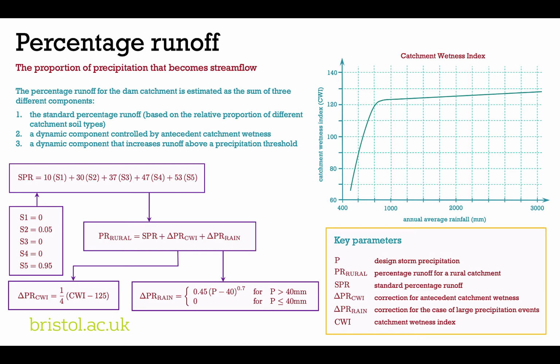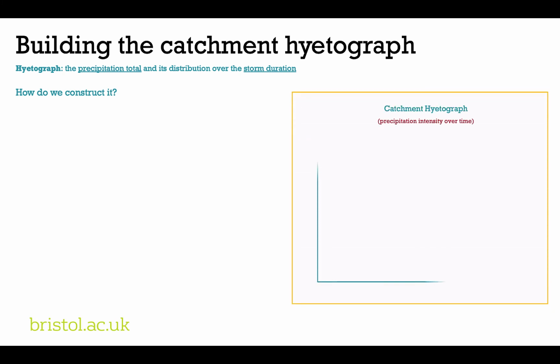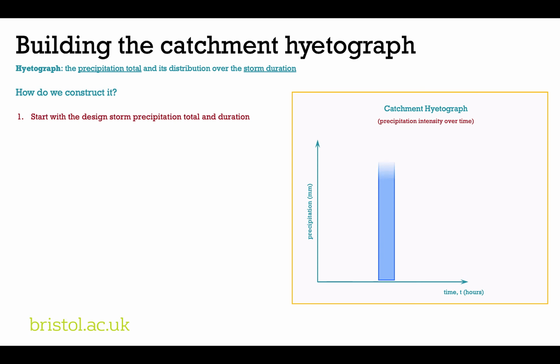So we're now ready to build our catchment hyetograph. So remember, the hyetograph is the precipitation total and its distribution over the desired storm duration. So how do we construct this? Well, we start off with our precipitation total, and here is what we will have been calculating, and we've also estimated what the duration of the storm will be. So now what we need to do is to distribute that precipitation total over that duration. So this is our starting point.